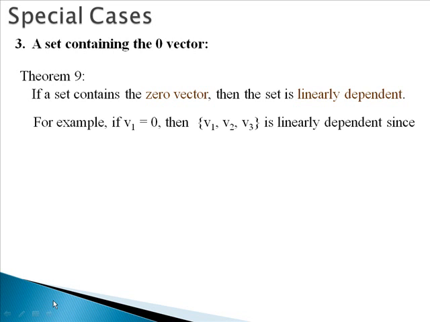So let's just look at an example to prove this. If v1 equals 0, then my set of vectors v1, v2, and v3 is linearly dependent, since I can write a linear dependence relation by simply writing 1 times v1 plus 0 times the others. So I have a non-trivial solution, and I know that I'll get 0 since v1 was equal to the 0 vector. So anytime I have the 0 vector, it's linearly dependent.